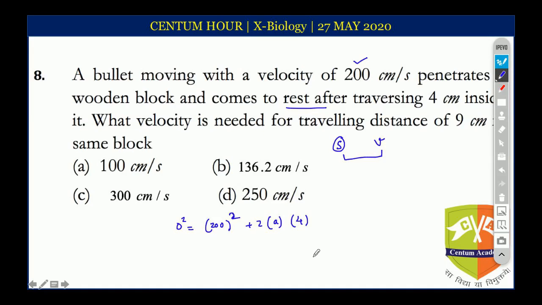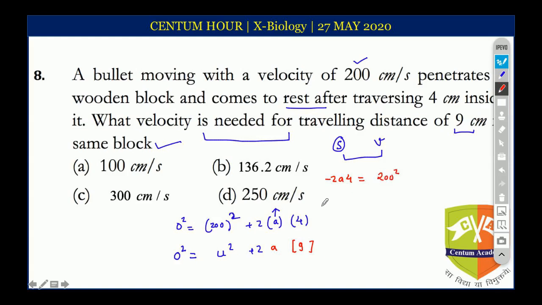Fine? Okay? Good. Now, what velocity is needed for traveling a distance of 9? Final velocity squared is equal to initial velocity squared, which we don't know, plus 2 a s. In the same block, the resistance provided by the block is going to be the same, and the distance required to be traveled is 9. If you check this, you have 0 equals 200 squared minus 2a times 4, and 0 equals u squared minus 2a times 9. Can you please solve this equation, everyone?